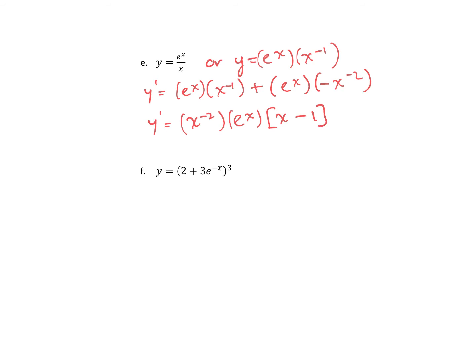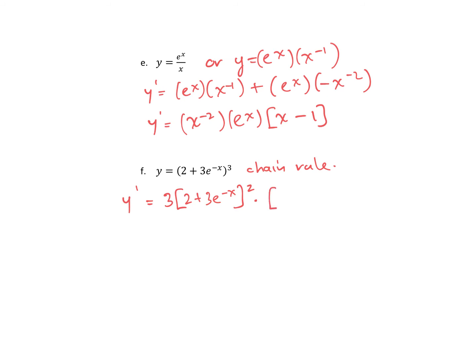F is an example of the chain rule. So we will bring down the 3, leave the inside the same. Subtract 1 from 3 is 2. Then we want to take the derivative of the inside. So derivative of 2 is just 0.